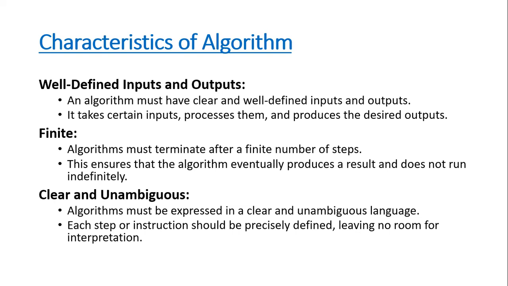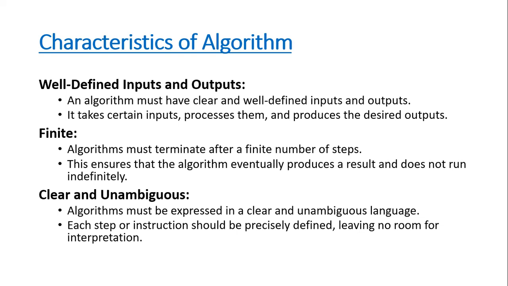So next we see about the characteristics of the algorithm. We have a lot of characteristics. The first thing is a well-defined input and output. Obviously, we give a well-defined input, and we get a desired output based on that, and it is finite. An algorithm must terminate after a finite number of steps only.